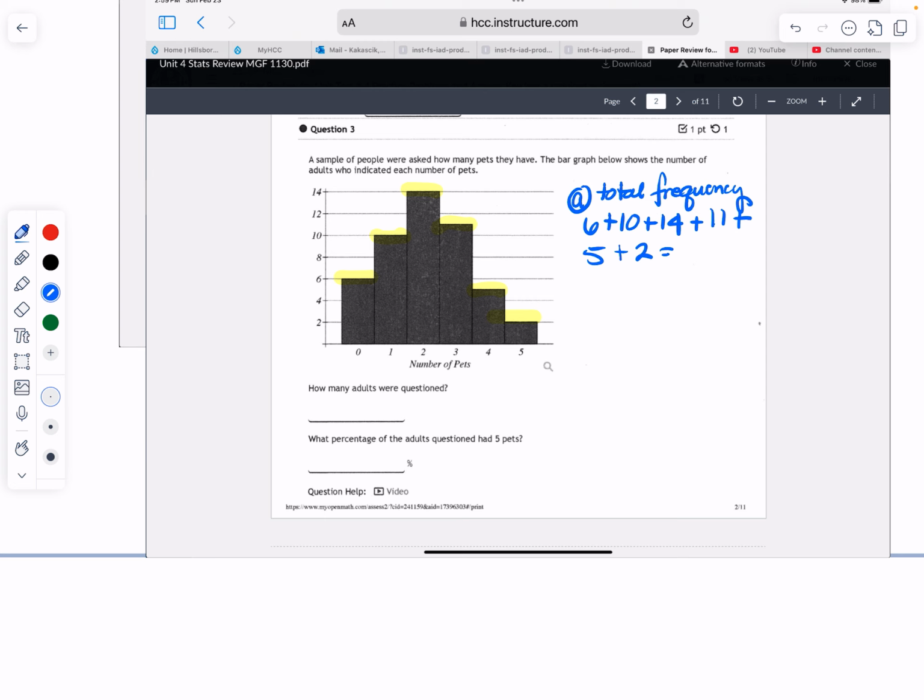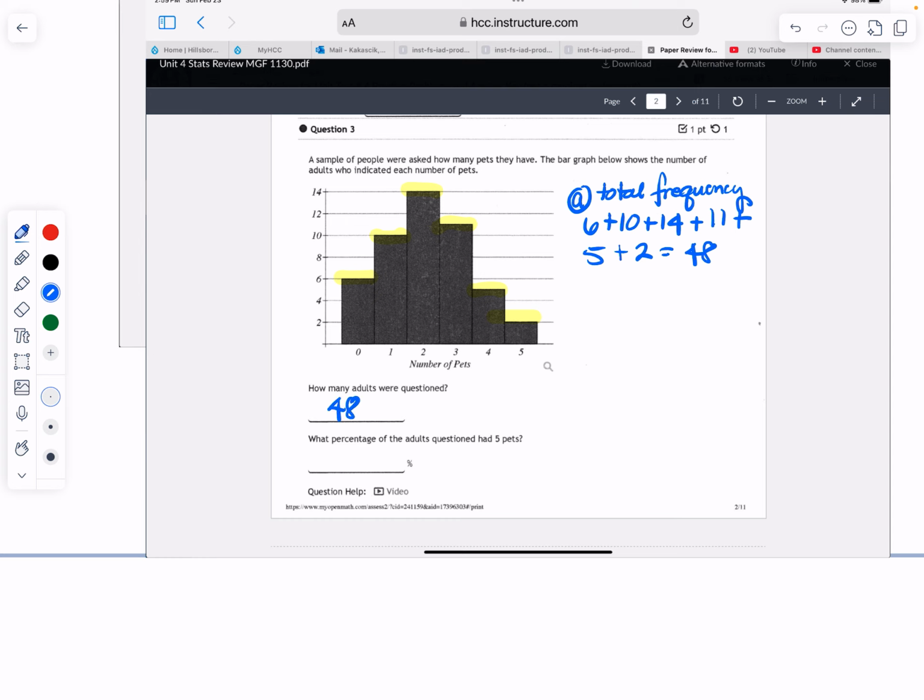Okay, so let me make sure that's right. 6, 10, 14, 11, 5, and 2. So let's add those up. 6 plus 10 plus 14 plus 11 plus 5 plus 2. And that equals 48. So 48 adults were questioned.